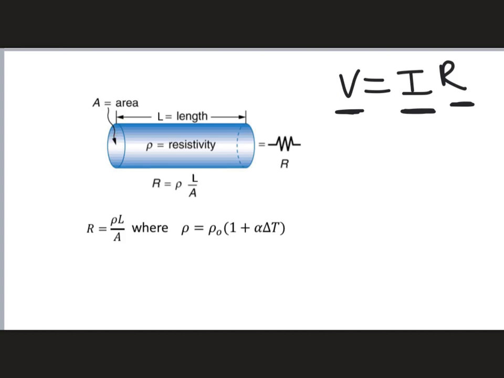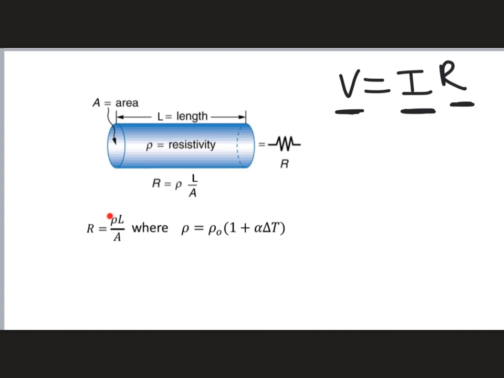And I want to remind you that the resistivity of a wire depends on temperature, where rho is equal to some rho naught, a reference resistivity, times 1 plus alpha delta T, where alpha is another constant, something that you would look up on the internet or in a table somewhere, and delta T is the temperature difference. And so this gives us the variation of resistivity with temperature.